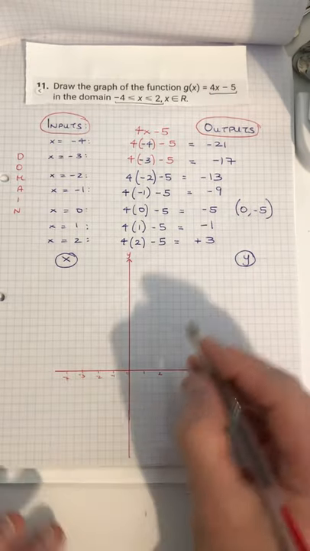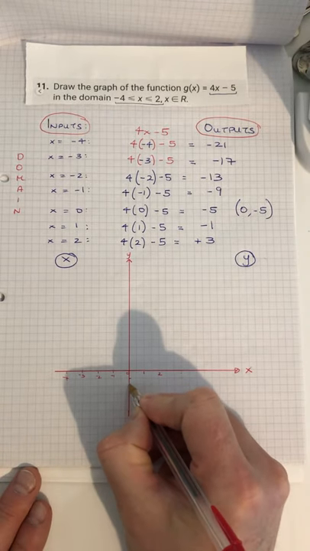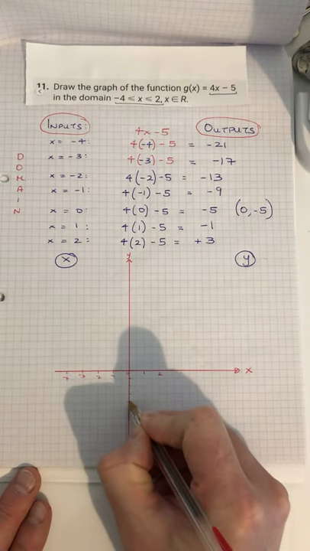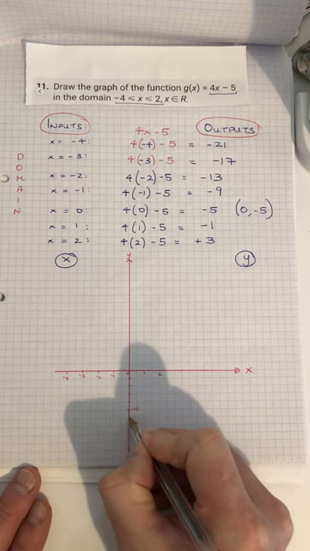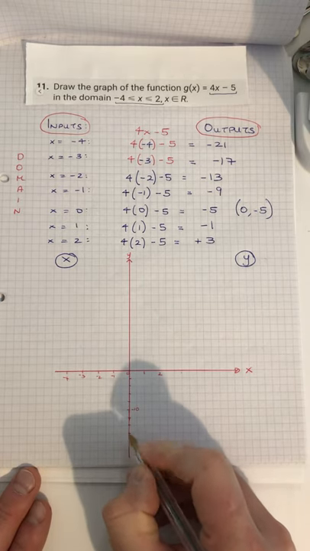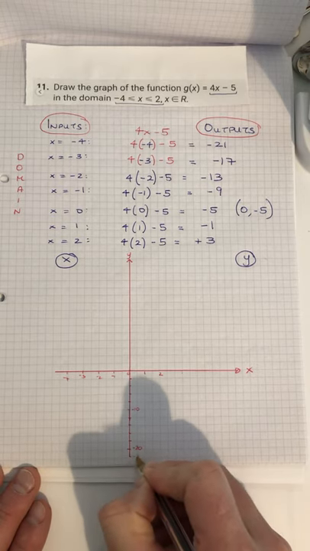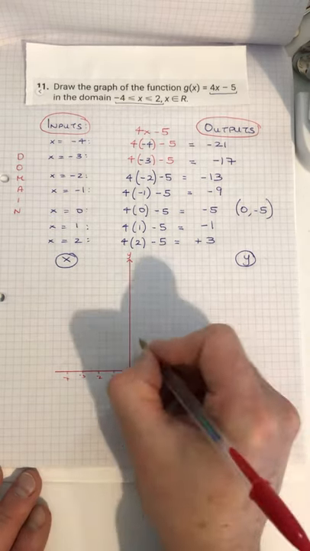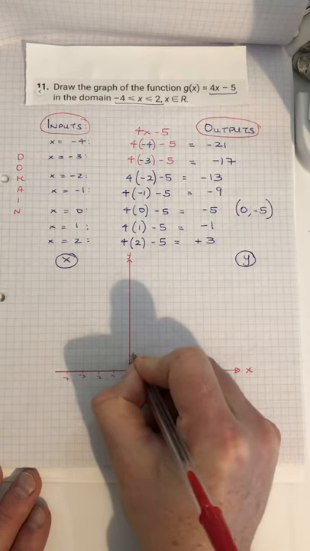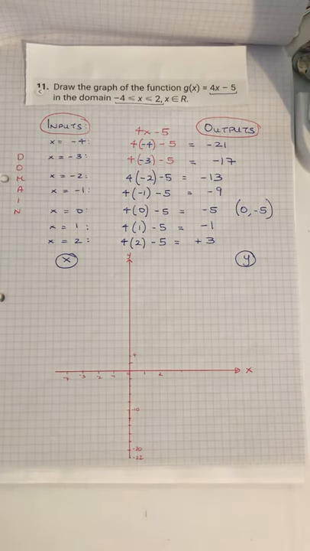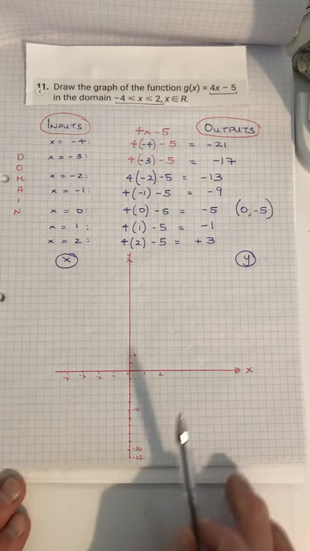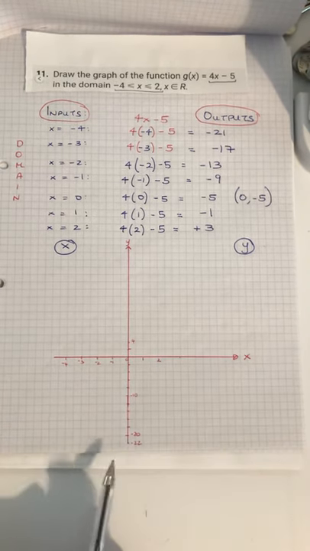And on the y-axis, I'm going to go minus 2, minus 4, minus 6, minus 8, minus 10, minus 12, minus 14, minus 16, minus 18, minus 20, and minus 22. And I'm going to go 2 and 4. Okay, so that means all my points are going to be down below on the graph.